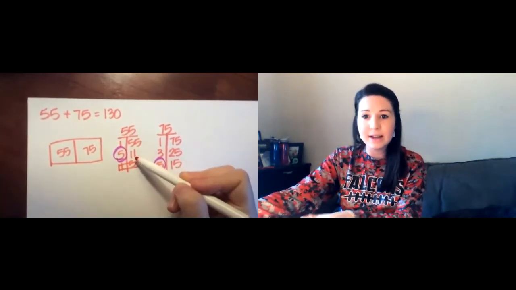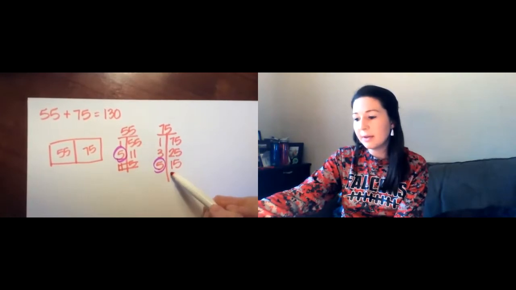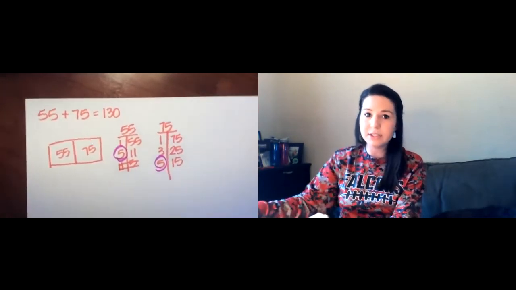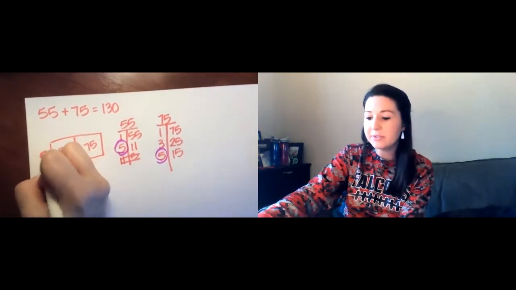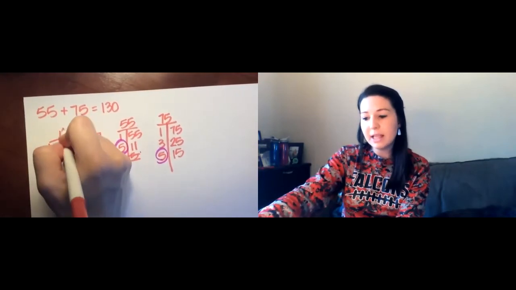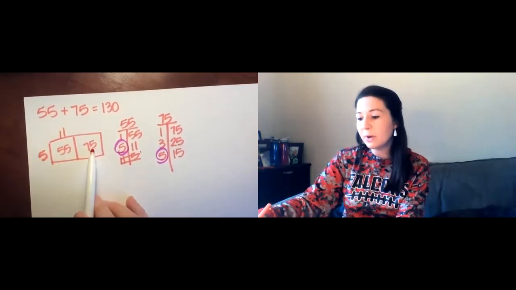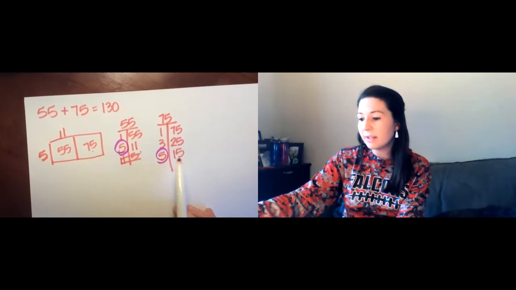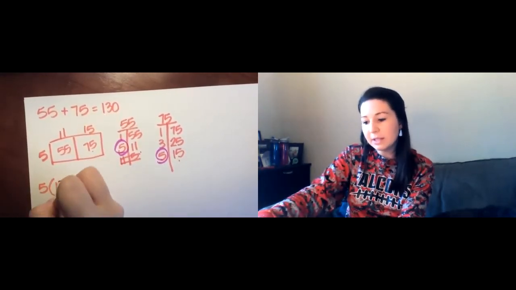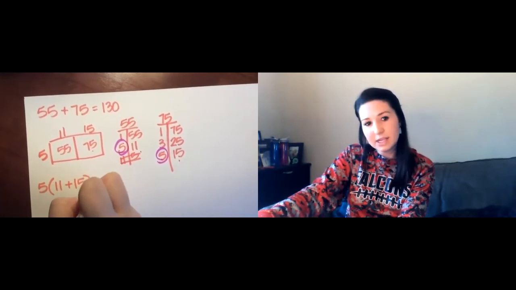Since we know that 11 is not going to be a common factor, we don't necessarily need to keep going because we know that 55 is not going to be a factor of 75. So we can pull out that common factor of 5. 5 times what gives me 55? That's going to be 5 times 11. And then 5 times what gives me 75? That's going to be 5 times 15. So we would have 5 times 11 plus 15.